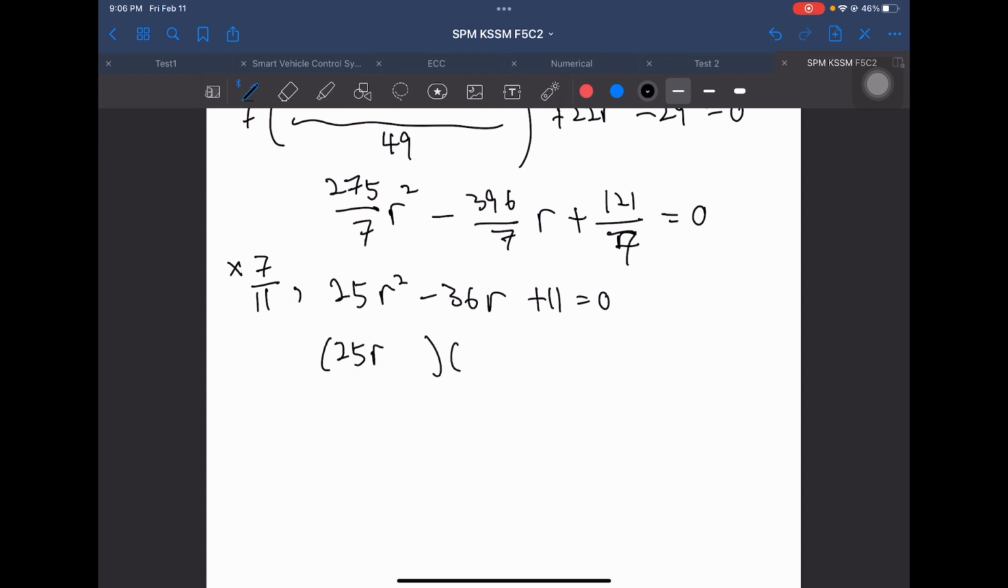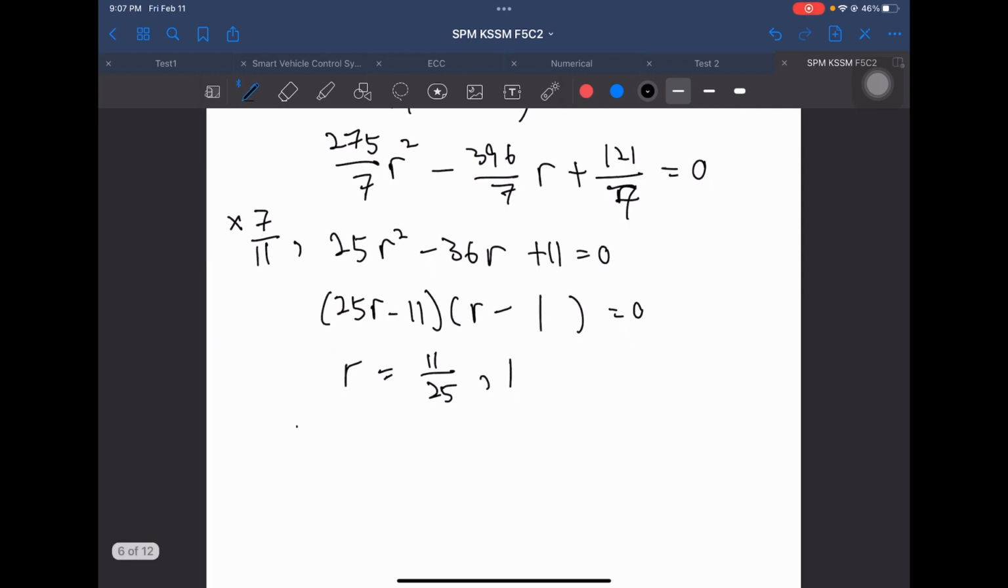25r = 0. Okay, so since this is plus and this is minus, minus 11, you can put here and 1 put here, so that 11 plus 25 equals 36. Okay, so it seems it's correct. So r equals 11 over 25 and 1.